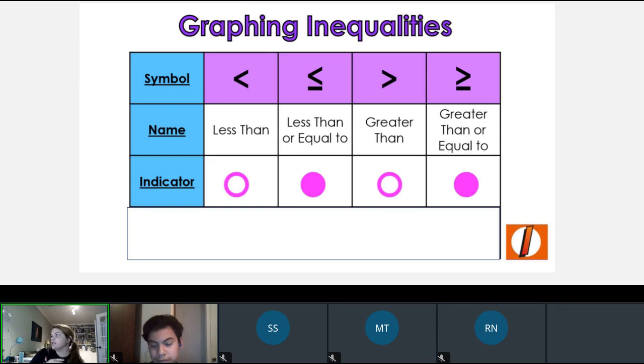All right, so graphing inequalities. The first thing I want to focus on is these are our inequality signs, and we have to know how to read them or what they mean. So this first one, we read it as whatever number would be on the left, less than. So for instance, 1 is less than 3. Okay, less than. This next one is less than or equal to. The third one is greater than.